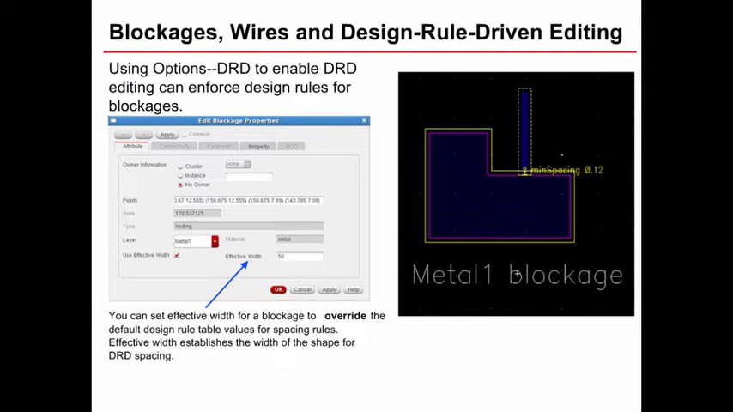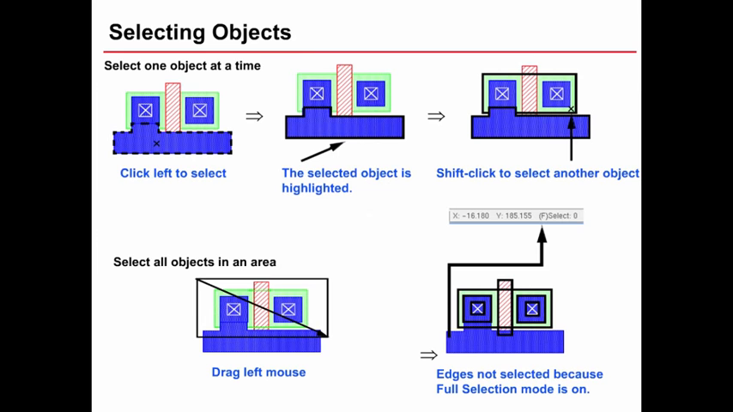What's important here is this is Edit Blockage Properties. So there's a metal 1 blockage, and there's a metal 1 coming up to it. So the min spacing is 0.12. Now if there's a difference in how wide or how long this metal is, it makes a difference in selecting objects. So we're going to select one object at a time.